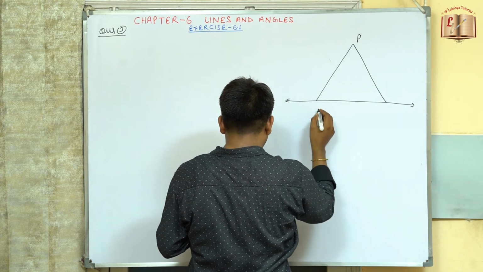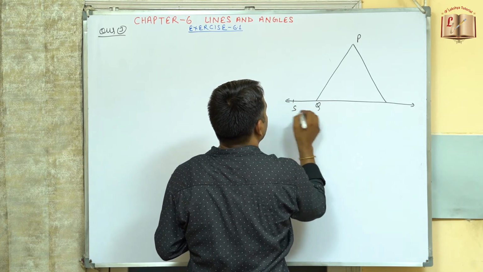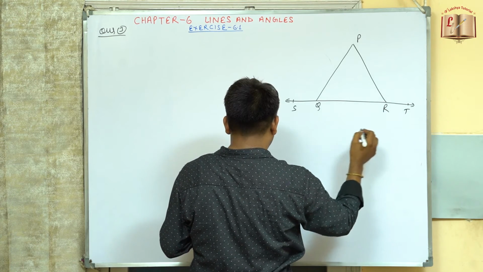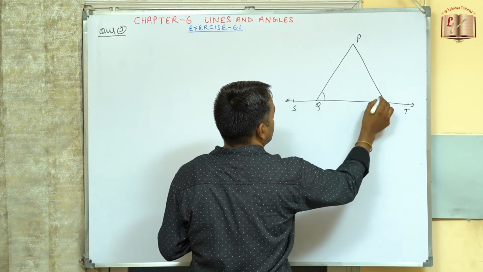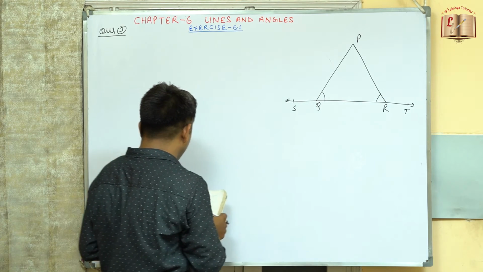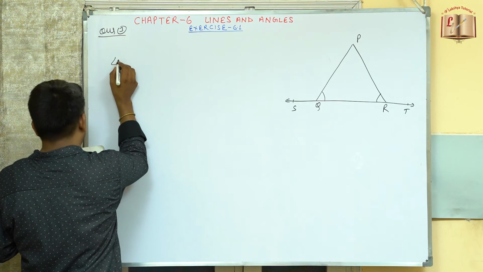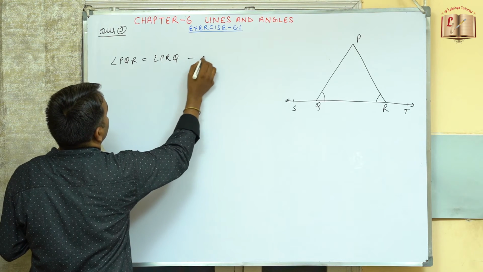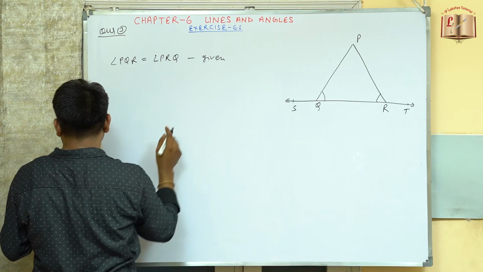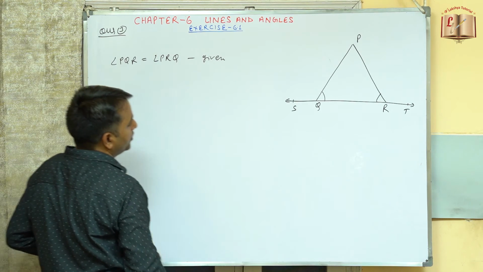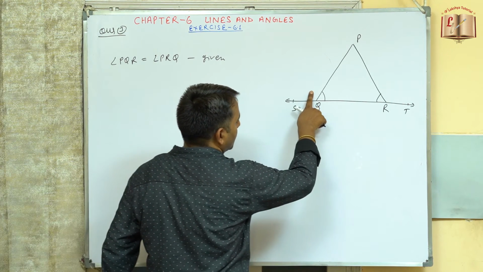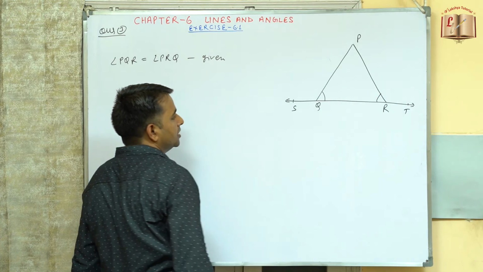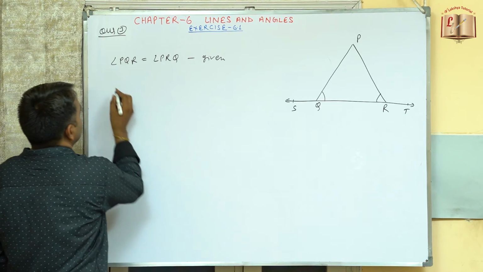So this is P, Q, from here this is S, and this is R, and this is T. So these two angles, this and this angle, they are equal, already given to us. So angle PQR is equals to angle PRQ. Now this is given to us. We need to prove that angle PQS, this angle PQS is equals to angle PRT. So we need to prove these two angles.